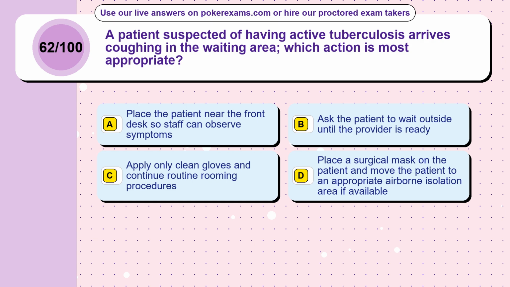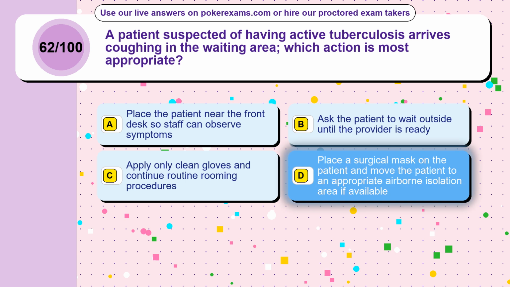Which action is most appropriate? Option A. Place the patient near the front desk so staff can observe symptoms. Option B. Ask the patient to wait outside until the provider is ready. Option C. Apply only clean gloves and continue routine rooming procedures. Option D. Place a surgical mask on the patient and move the patient to an appropriate airborne isolation area if available. The correct answer is option D.